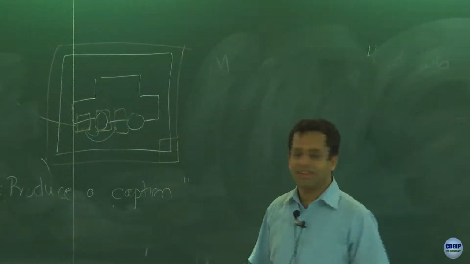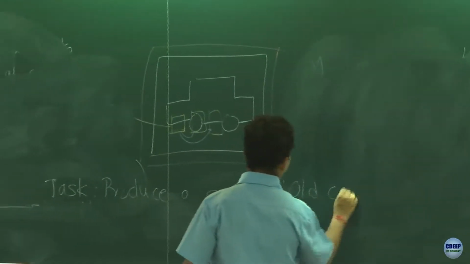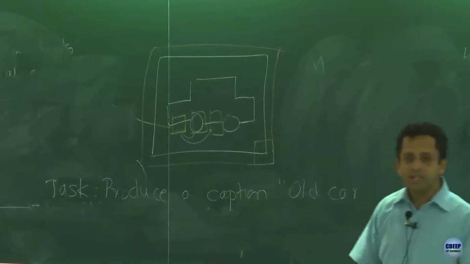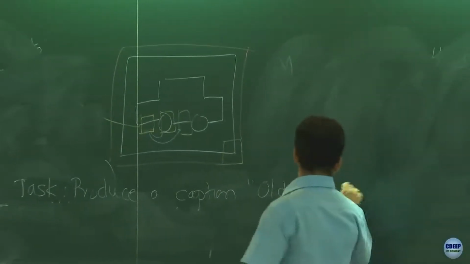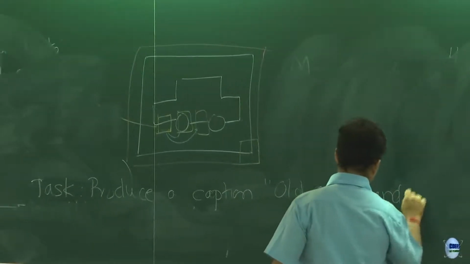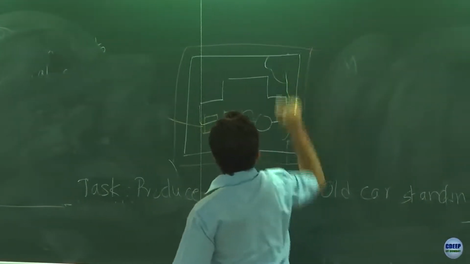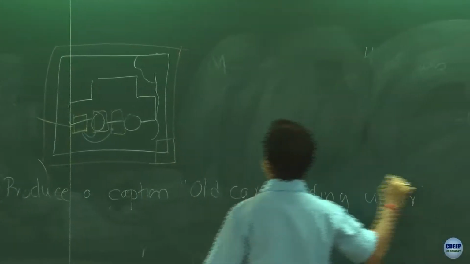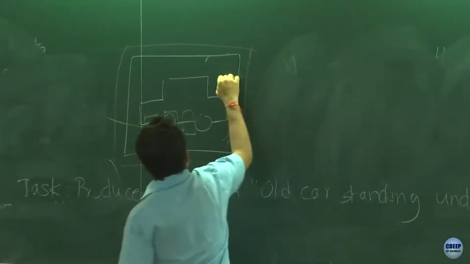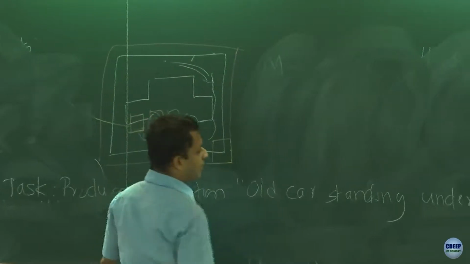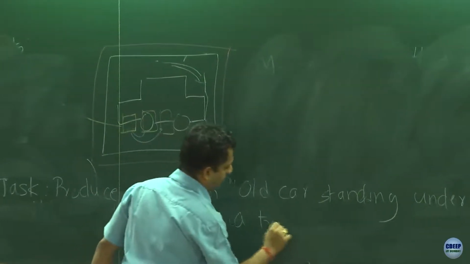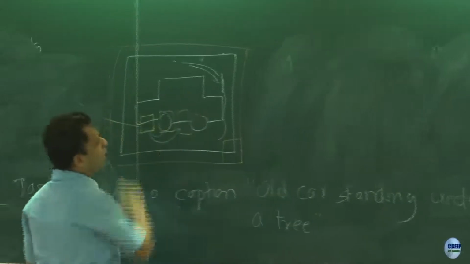Bad car. For some reason he didn't like it. Okay. Old car standing under a tree which is about to fall. Let's say the tree has branches coming all the way here. Obviously there will be some occlusions.